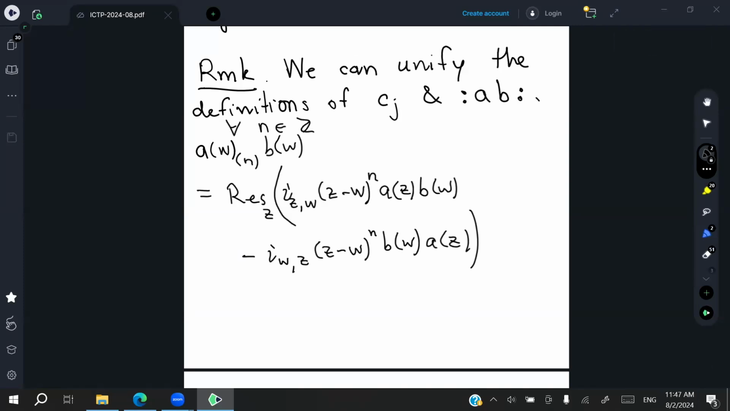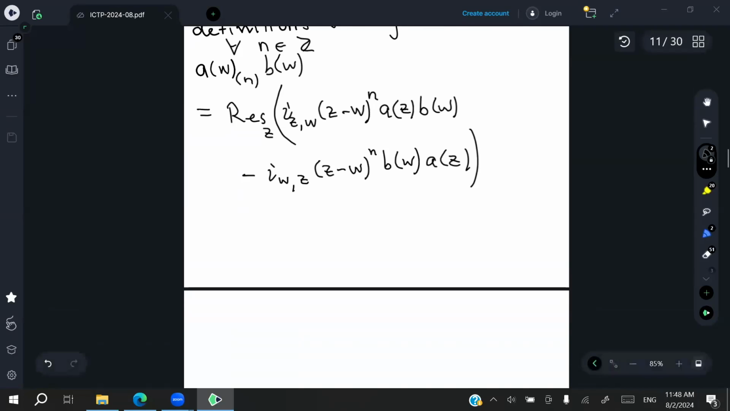But for any integer n, we can do the following thing. We take the expansion of (z minus w) to the power of n in positive powers of w, multiply that by A(z) times B(w), minus, and then do a similar thing in the opposite order: take the expansion in positive powers of z times B times A, and then we take the residue in z, so the result depends only on w. And the claim is that this is again a quantum field. If A and B were both quantum fields, then the result is a quantum field.